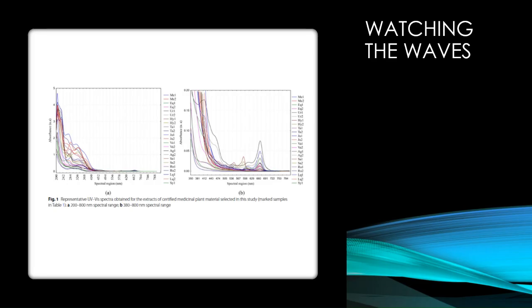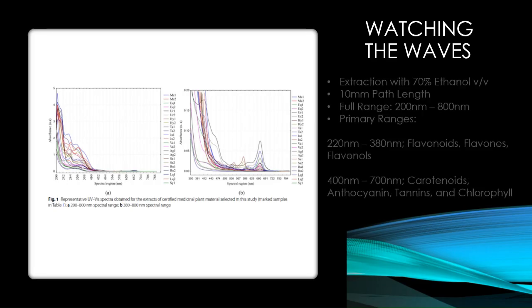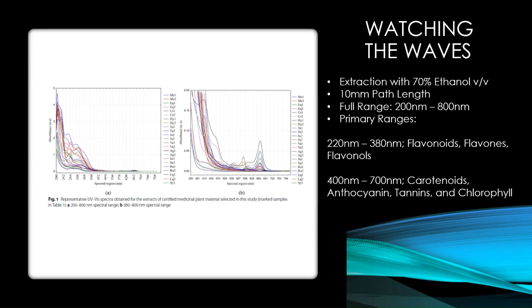The team ground the material using a ball mill, followed by an extraction of the oils with 70% ethanol by volume. After sitting for 10 days, the extracts were decanted and washed with an additional 70% ethanol by volume and diluted to 25 mLs. The measurements were recorded from 200 nanometers to 800 nanometers using a double beam spectrophotometer with a 10 millimeter quartz cell. The resulting spectra were processed using HCA, PCA, and DA analyses. I will elaborate on that a little bit later.